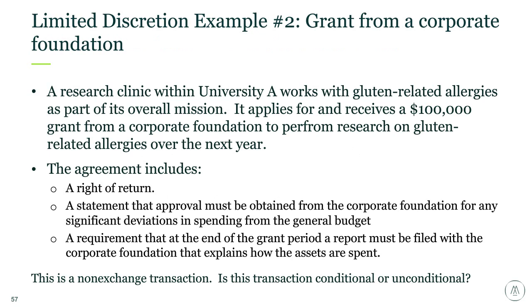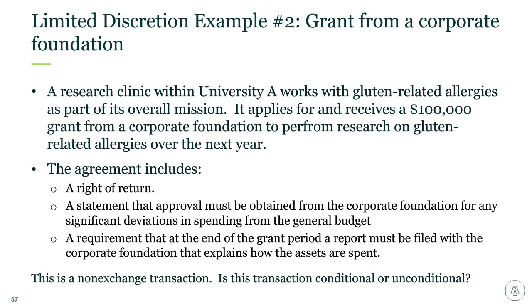Here's another example. This is a grant from a corporate foundation. A research clinic within a university works with gluten-related allergies as part of its overall mission. It applies for and receives a $100,000 grant from a corporate foundation to perform research on gluten-related allergies over the next year. The agreement includes a right of return, a statement that approval must be obtained from the corporate foundation for any significant deviations in spending from the general budget, and a requirement that at the end of the grant period, a report must be filed with the corporate foundation that explains how the assets are spent.